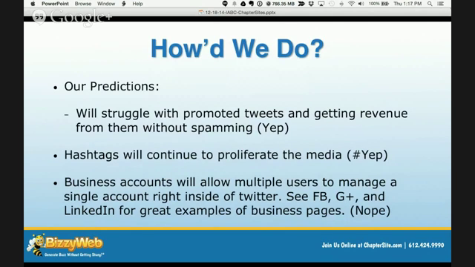A year ago, we thought that Twitter would struggle with promoted tweets and generating revenue without spamming. That has definitely paid out, where all of these promotions and sponsored tweets, while they're becoming more and more prevalent, we are seeing that there's simply more noise in Twitter. And so Twitter is actually experiencing something of a hiccup in their growth. As a matter of fact, Twitter has been eclipsed by Instagram as far as total number of active users, where Instagram has 300 million and Twitter is still hovering at around 275 or 280 million actual real users that are checking it out all the time.